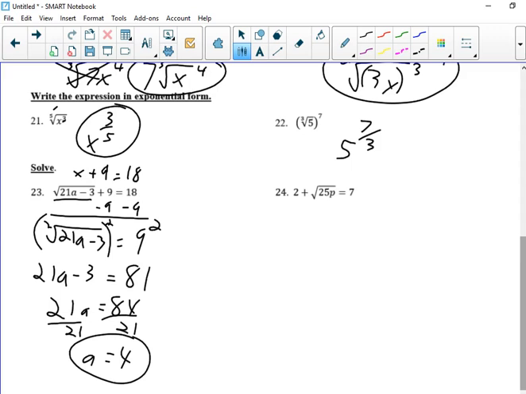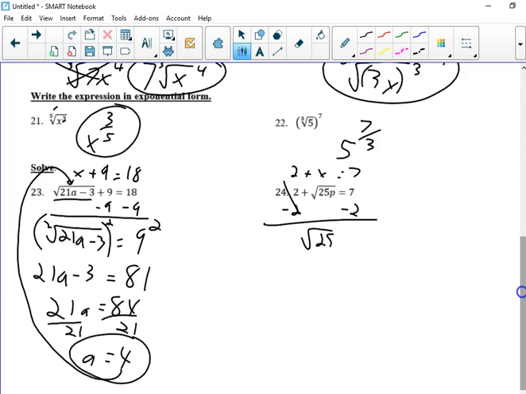Okay, and I can go back and check my answer. 21 times 4 is 84. Minus 3 is 81. The square root of 81 is 9. Plus 9 is 18. Answer checks out. Again, this is like 2 plus x equals 7. What would I do? Get rid of the 2.